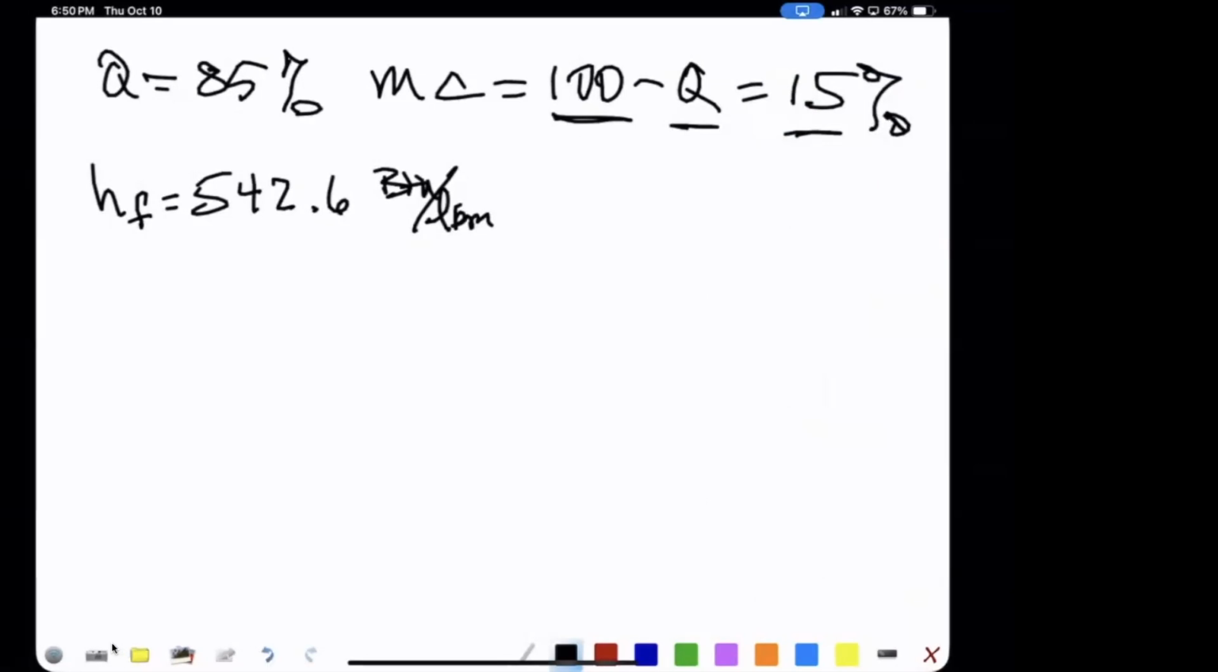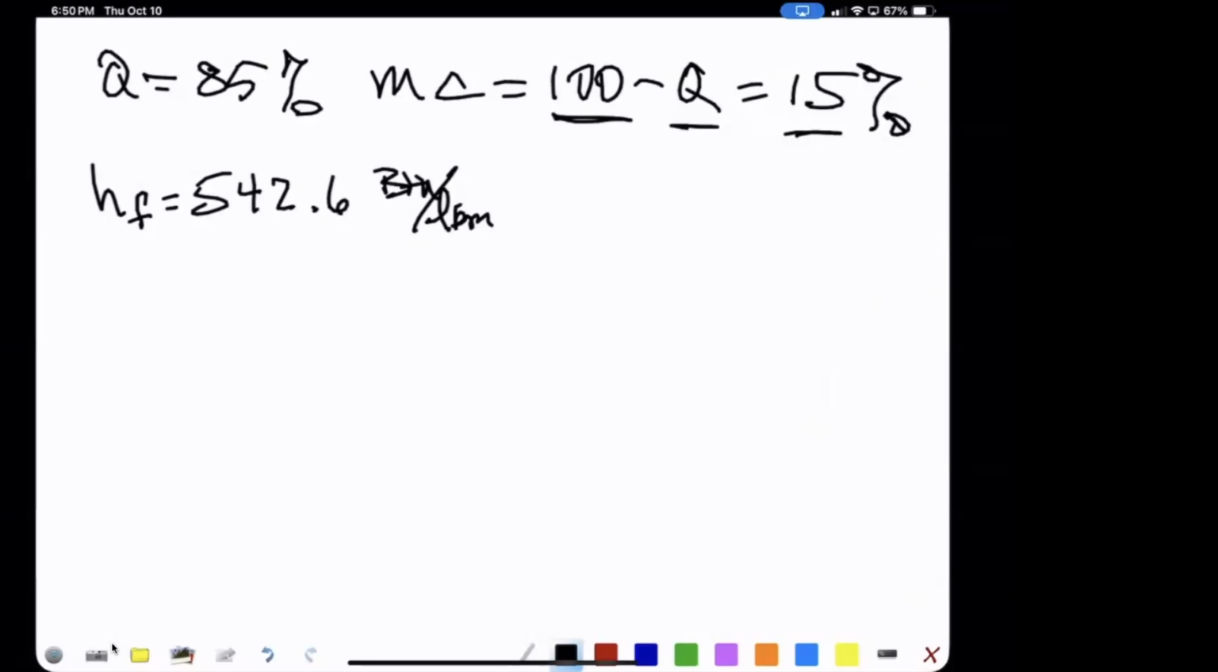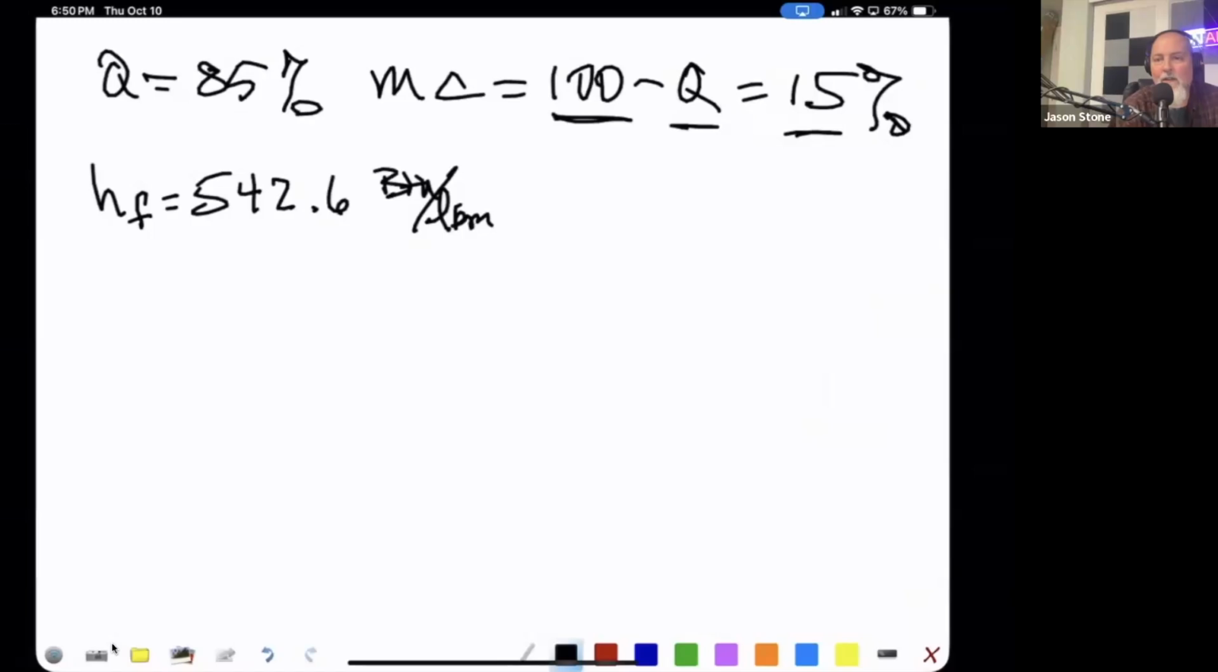Okay, so quality 85%, moisture content. Oh, it went away again, didn't it? So I can't do this. I'm going to need to bring up the steam tables on a different screen, because I need the numbers from the steam tables. So let me write these down and then I can share my screen.